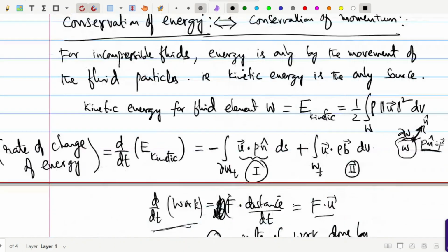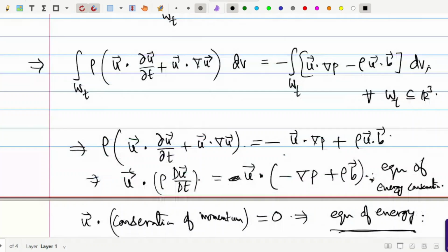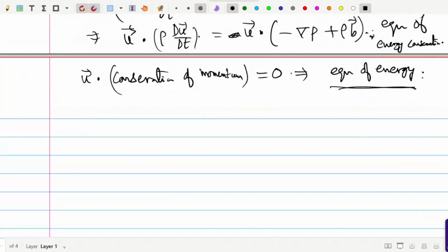So if your fluid has a boundary, obviously you will have to give some boundary conditions if you want to solve these equations. You understand? Any questions up to here?